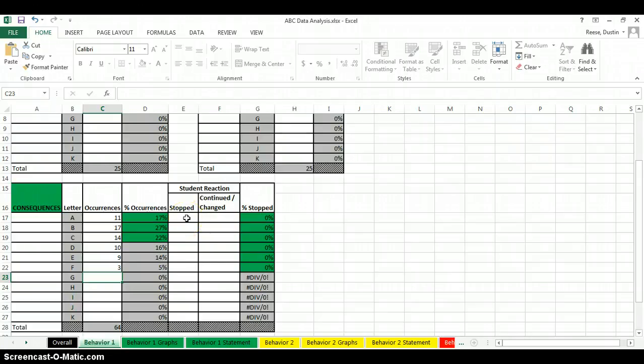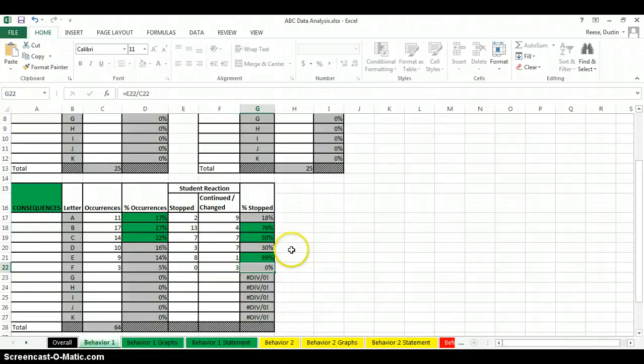So in consequence A, it occurred 11 times. So let's say, for example, it stopped at 2 times, but the behavior continued 9 times. For consequence B, it stopped at 13 times, but the behavior continued 4 times. For C, it stopped at 7 times and continued 7 times. For D, it stopped at 3 times and continued 7. For consequence E, it stopped at 8 times, continued once. And then for F, it stopped at 0 times, continued 3 times.